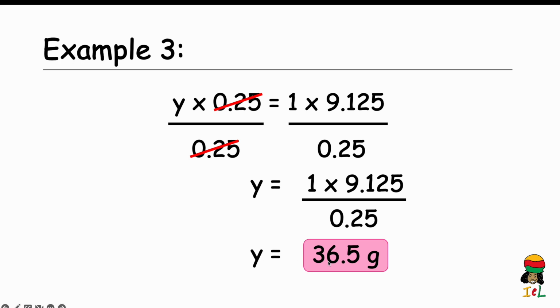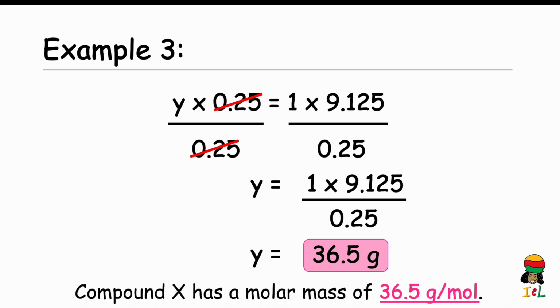Consequently, our answer becomes 36.5 grams. Therefore, it means that 36.5 grams contains 1 mole of compound X. In other words, compound X has a molar mass of 36.5 grams per mole.